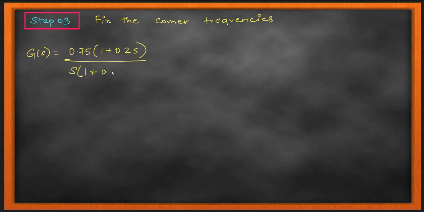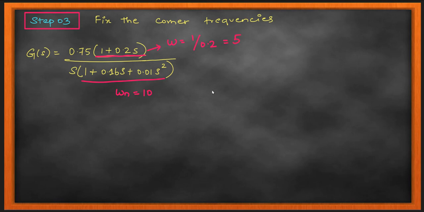So 0.5 and 5: 0.5 is one of the corner frequencies and 5 is the next corner frequency, and that is where you have a change of slope. At 0.5 your slope changes, and at 5 the slope changes next. That is why they are called corner frequencies. So now let us see what the frequencies are.